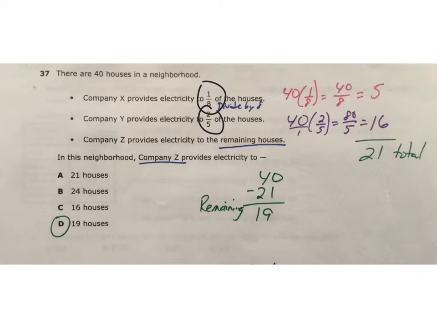All right, remember 1/8 means divide by 8. 2/5 means divide by 5 and multiply by 2. So you're multiplying straight across. So 1/8 is 5, and then you multiply across, you get 40 times 2, which is 80, divide by 5, and you get 16. And that's a total of 21 for company X and Y. So what's remaining is 19 houses out of the 40 houses total.